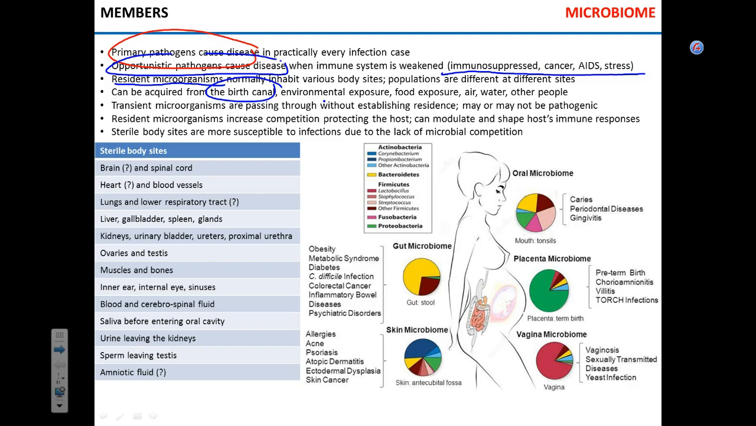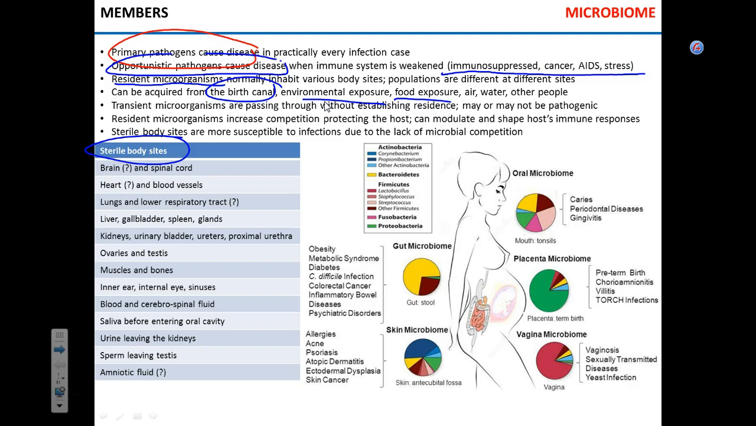We also gain microbiome through exposure to food, environment, people, air, water, all of that kind of stuff. Okay? Does that make sense? Now before we move on to microbiome and questions about it, let's quickly establish the body sites that are always sterile. So this is the list, sterile body sites.